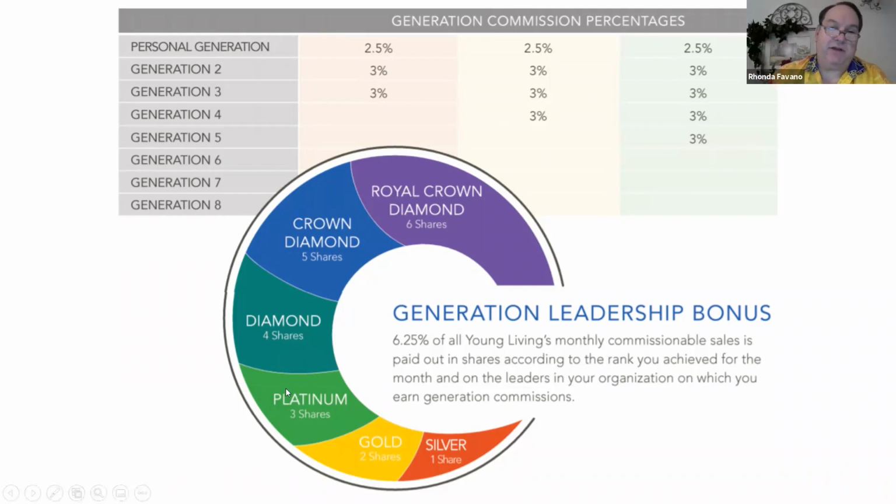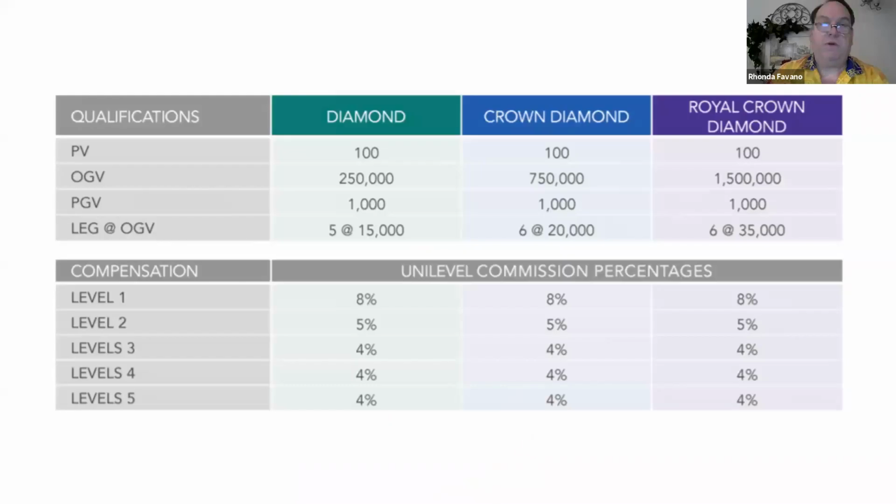You can see platinum gets 3 shares, diamond gets 4 shares, et cetera, et cetera. So again, you just have to know it's there. You don't have to understand it right now, but it's there. It's easy. It's not hard to understand it. When you read it, maybe with the explanation, you'll get it. From there, when we talk about diamonds, again, same commission structure, just more legs and more volume.